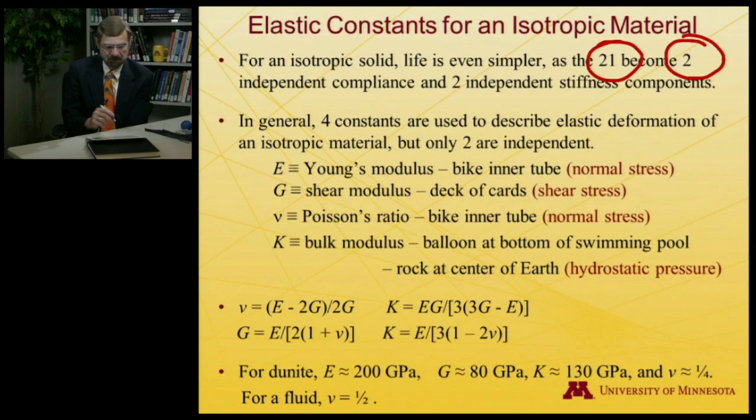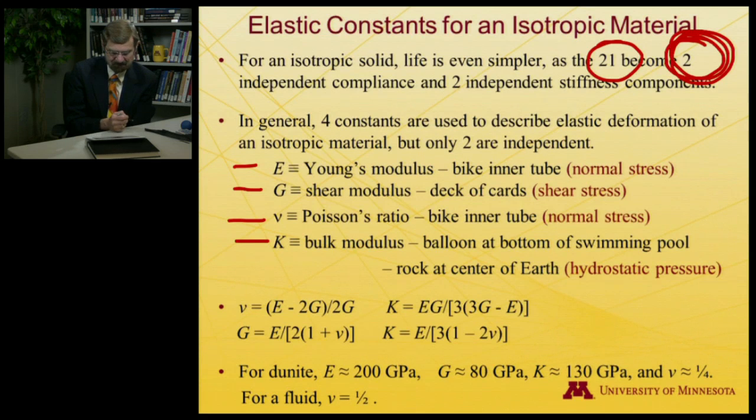So I've just shown you 4 different moduli: Young's modulus, shear modulus, Poisson's ratio, and bulk modulus. But I've told you that there are only 2 independent components. And so these 4 must be related to each other. And there are many ways you can relate them.